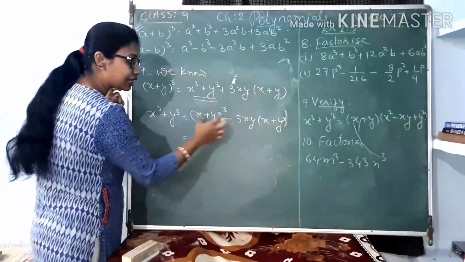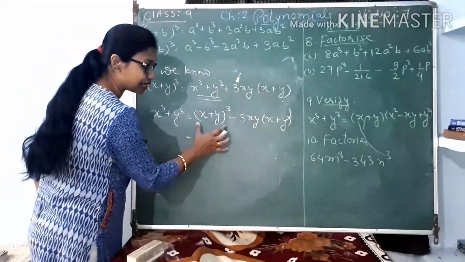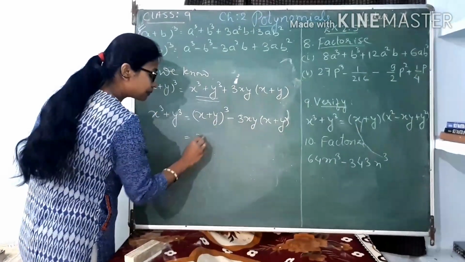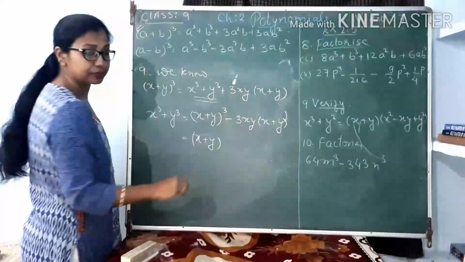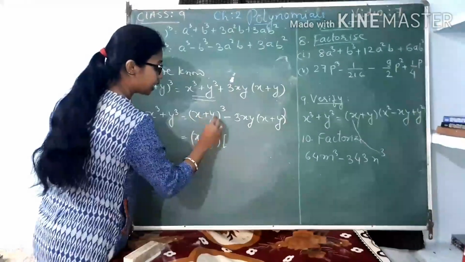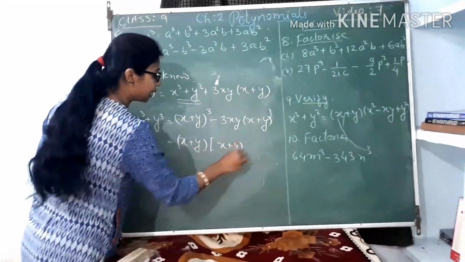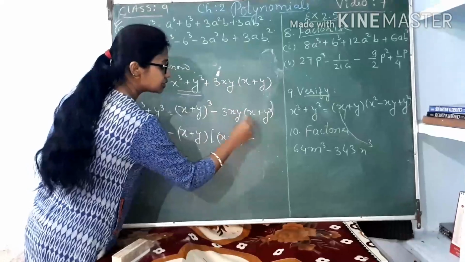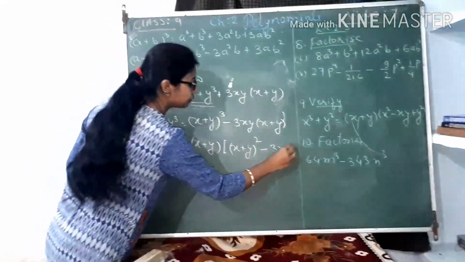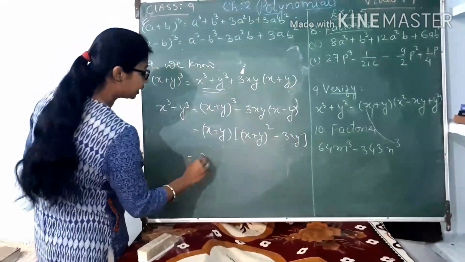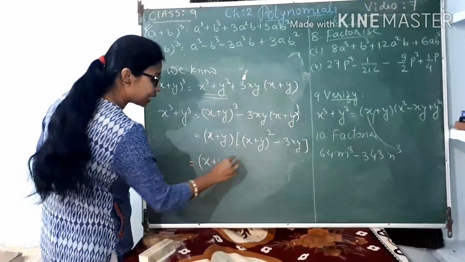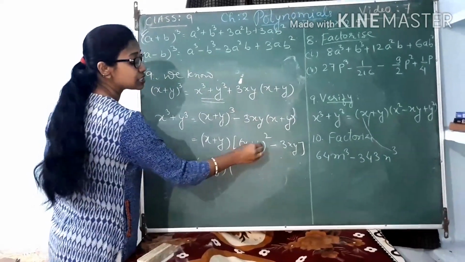X plus y, now how many terms? 2 terms. First term, second term. X plus y, can you take common? What will be left? X plus y whole square minus 3xy will be left. Now the identity: x plus y as it is, write down x plus y whole square.